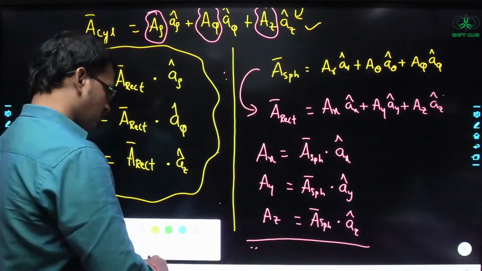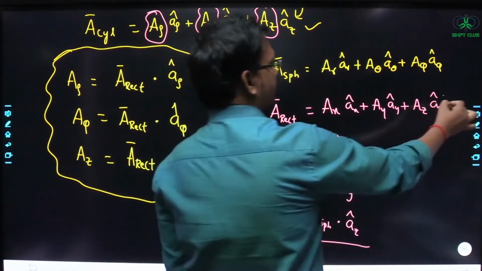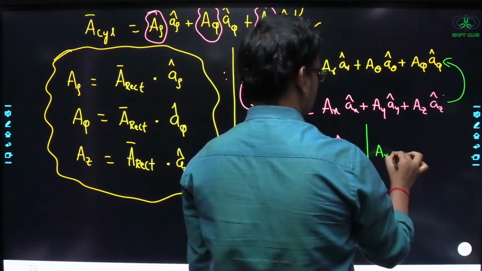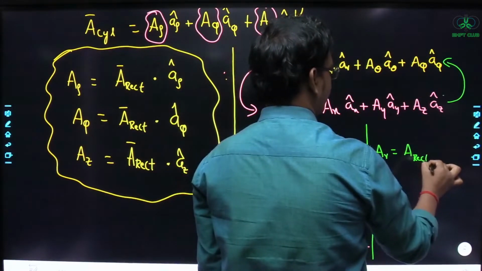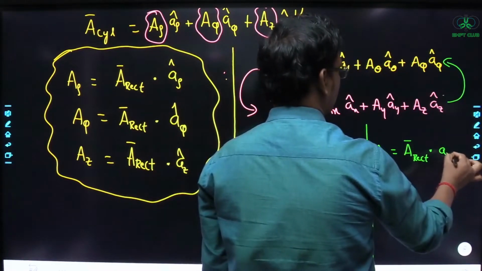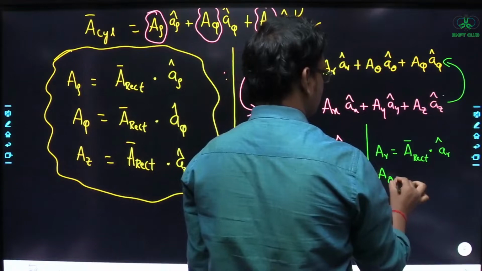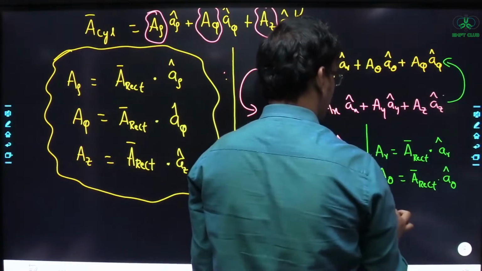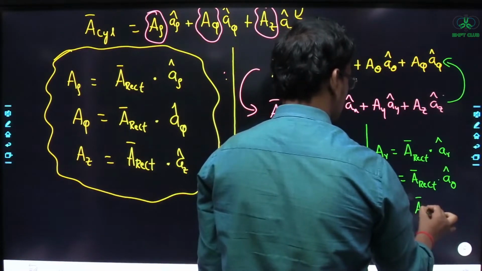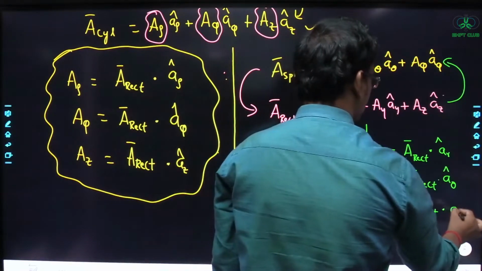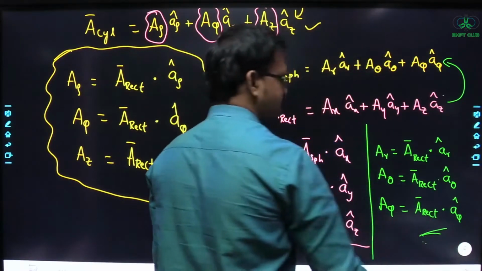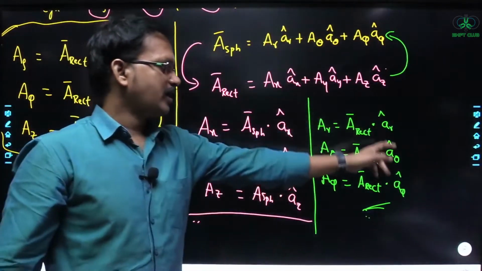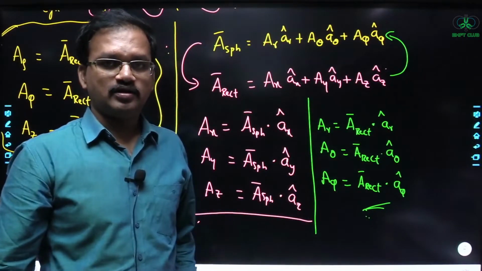Understood? And if you want to convert from rectangular to spherical, then ar is equal to A rectangular dot ar cap. And a theta is equal to A rectangular dot a theta cap. And a phi is equal to A rectangular dot a phi cap, right? We know the expressions for ar cap, a theta cap and a phi cap, right? We know, yes or no?